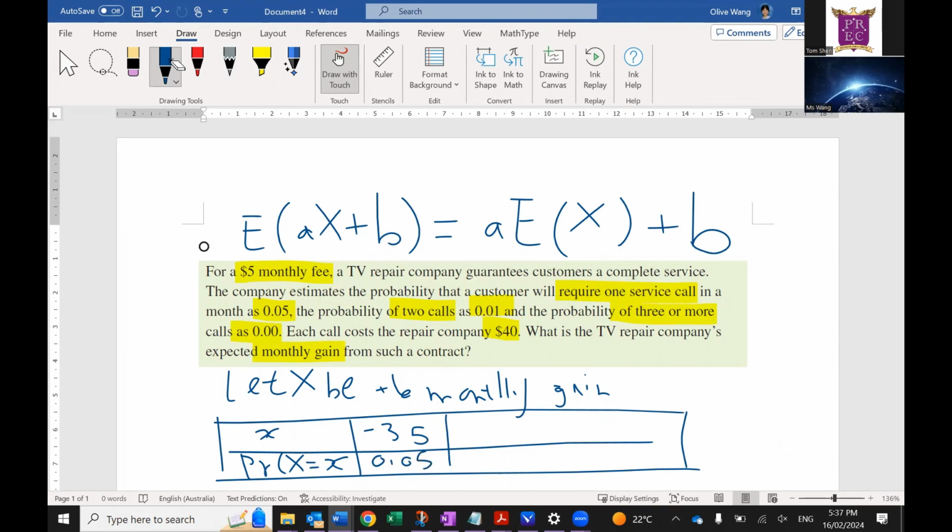Okay, and then 2 calls. If I receive 2 calls, how much do I gain then? Negative 75, because I need to fix two TVs. So that means I need to use $80 there, but I can only charge them $5 for the monthly fee. That means I lost this one. What's the chance of this one? 2 calls is 0.01. Okay, and last one, 3 or more. You guys now see the problem then. If I have 3 or more calls, could I actually list this table here? 3 or more. How much would I cost then?